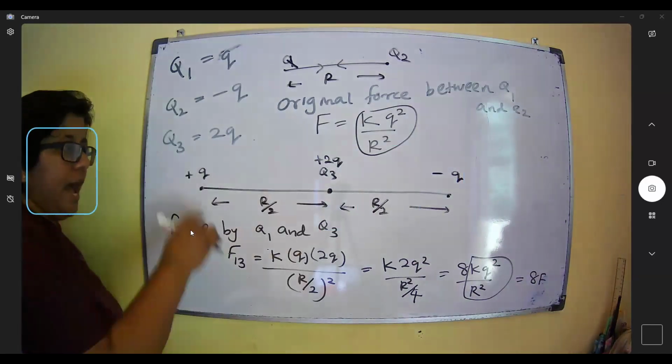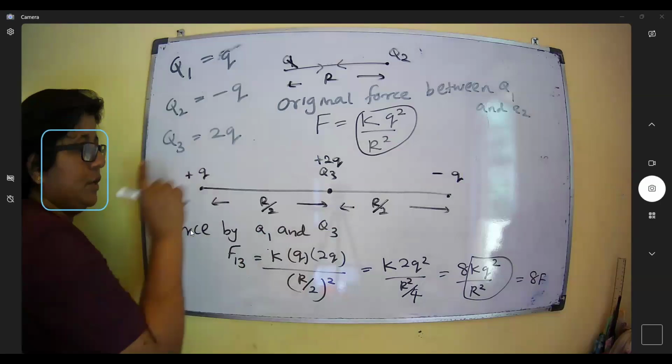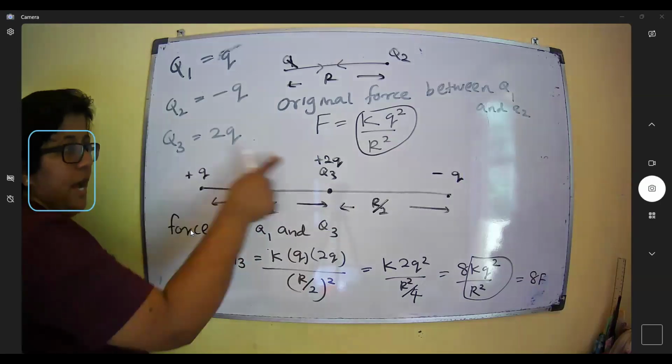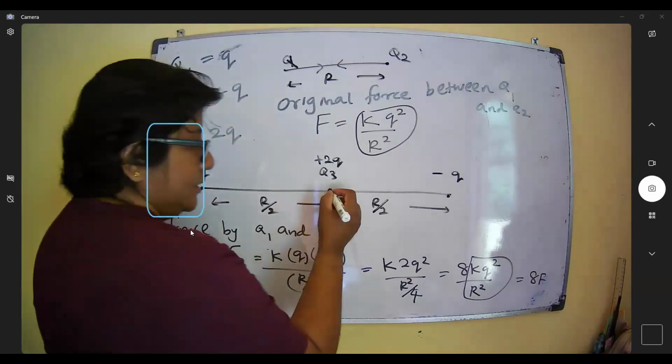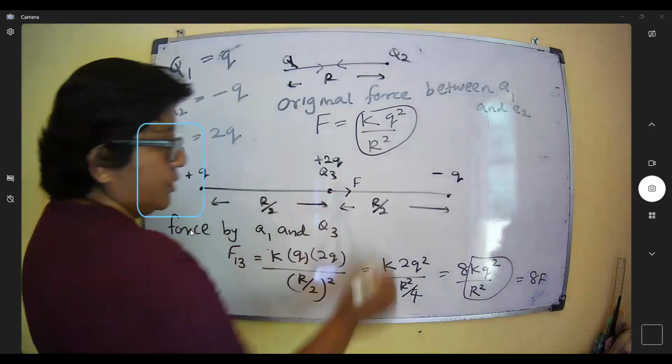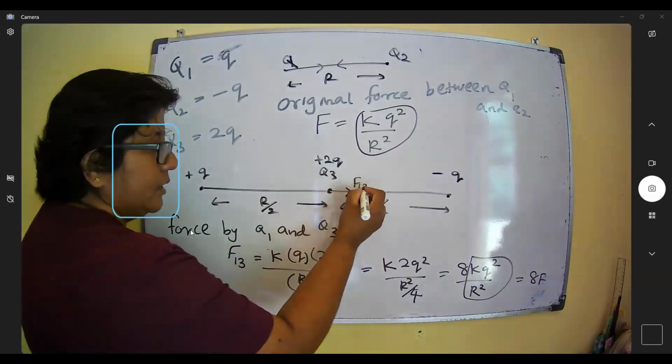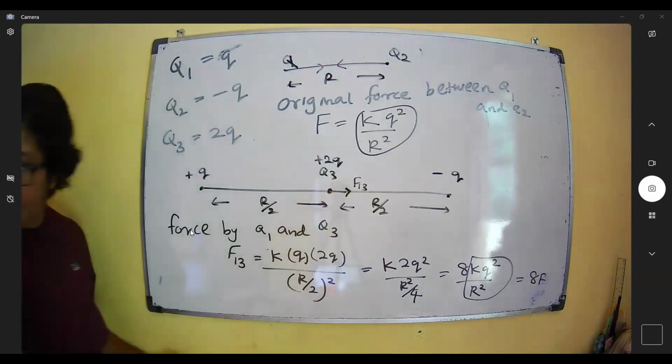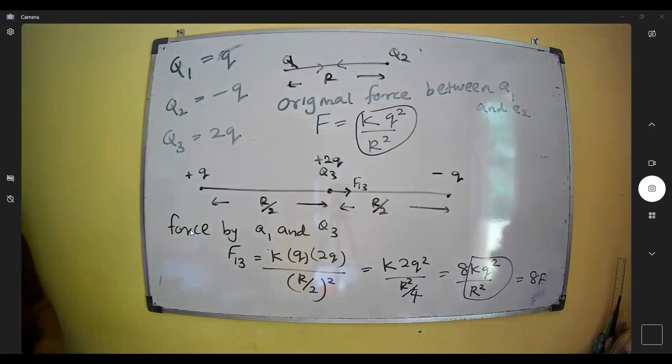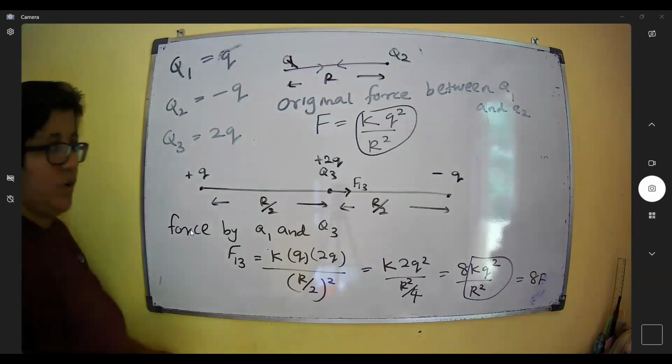The choice between Q1 and Q3. Q1 and Q3: there is a repulsion force because this is a positive charge and also a positive charge. Then this is the repulsion force F13. The direction is this, right? F13 is the repulsion force. It is equal to 8F. Then what happens next?